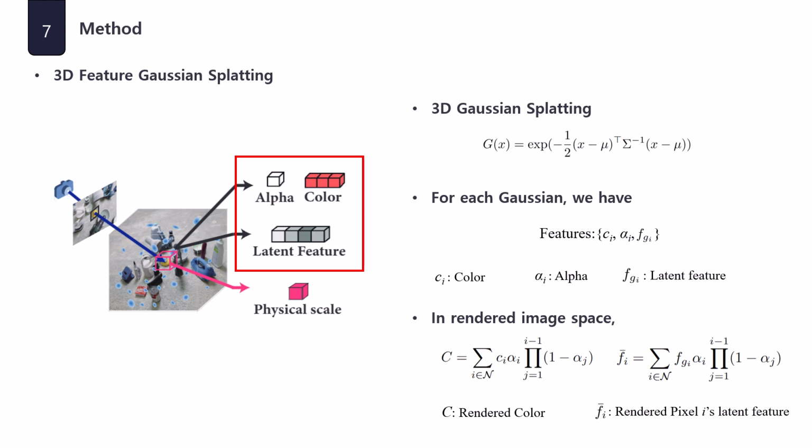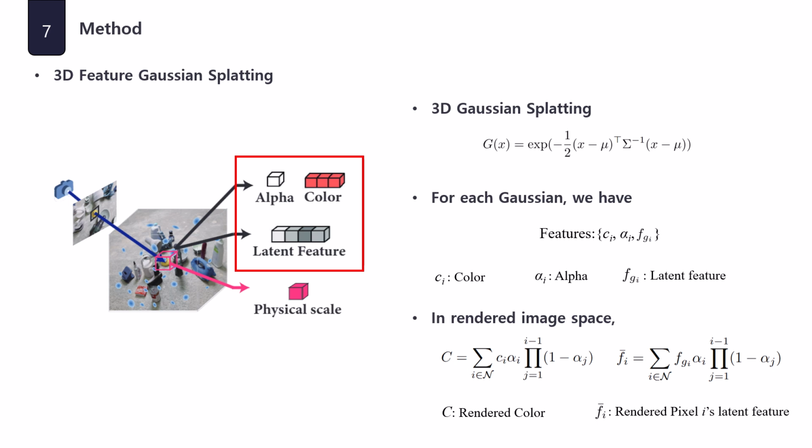Next step is 3D feature Gaussian splatting. This component deals with features at the individual Gaussian level rather than at the mask level we just discussed. In standard 3D Gaussian splatting, each Gaussian is defined by properties like its mean, covariance, color, and opacity. The formula for a Gaussian G(x) is shown here. What this paper does is augment the standard properties of Gaussians.